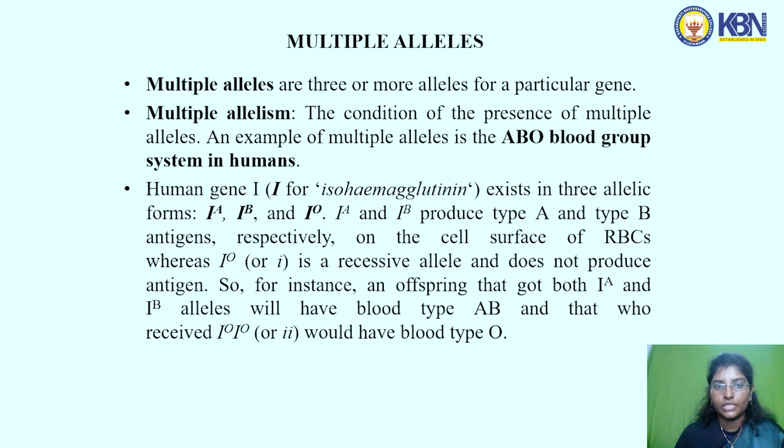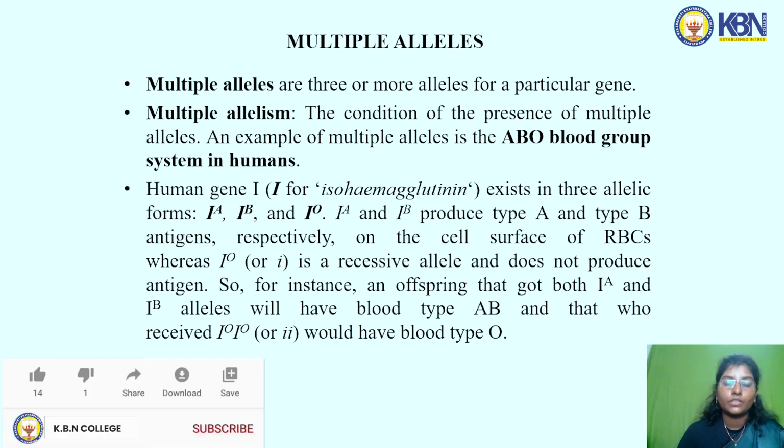Next, multiple alleles. Multiple alleles are 3 or more alleles for a particular gene. What are multiple alleles? The condition of presence of multiple alleles. An example is the ABO blood group. In human beings, unlike height where we observe tall, short, and medium, in multiple alleles we can observe three types of blood groups: A, B, O.